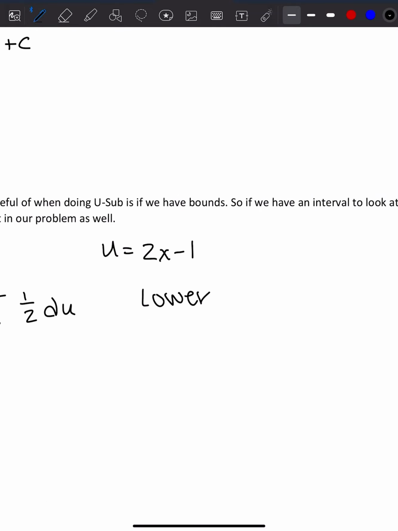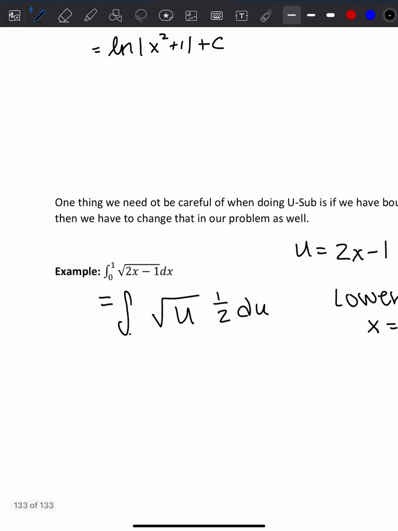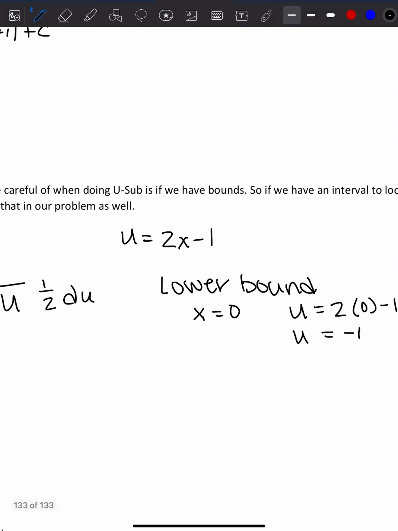When we do this, our lower bound and upper bounds are going to be based off of our u equals equation. So our lower bound is x equals 0. That 0 is an x value. So what we're going to do is take that x value, plug it into our u equation, and we are going to get a value out. So u is equal to 2 times our x value minus 1. So u is equal to 0 minus 1, or just negative 1. So the lower bound on this is going to be negative 1.